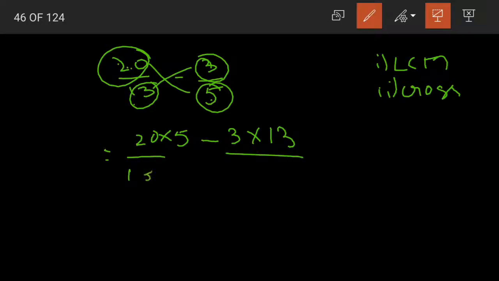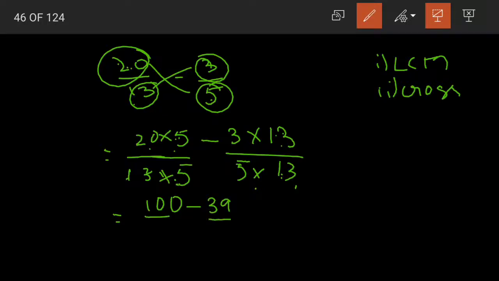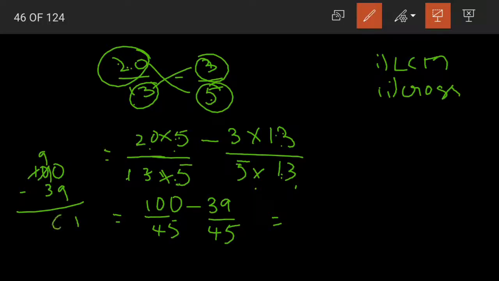Now what about the denominators? What should we multiply them with? Again, as we have discussed, we must multiply both the numerator and denominator with the same number. So 13 into 5, 5 into 13. Now when we do that, we have 20 5s are 100 minus 13 3s are 39 divided by 13 5s are 65. Now when we subtract 100 minus 39, we get 61.